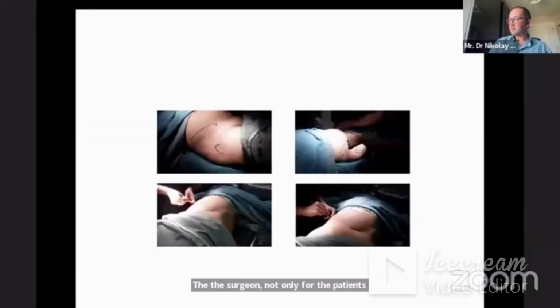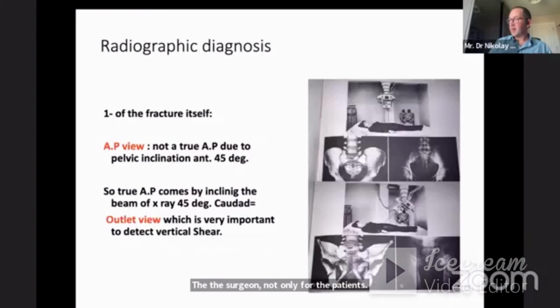This is the positioning of the patient. You definitely need anteroposterior, inlet and outlet views during this surgery.